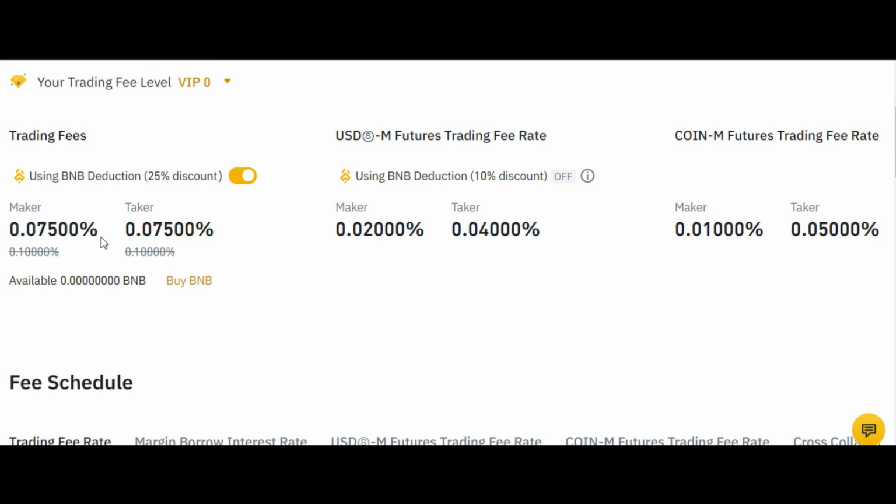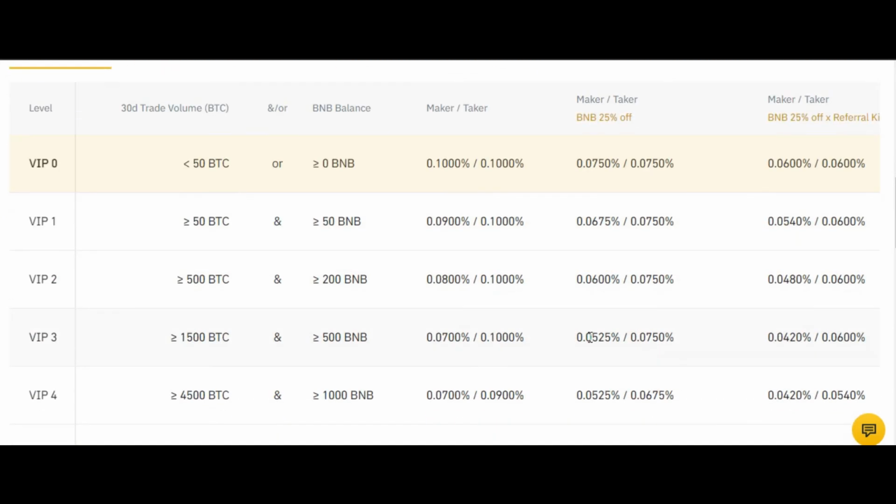Also, if you would like to trade USDM futures or CoinM futures, you can follow my Binance tutorial about USDM futures and CoinM futures. I will give you the link in the description down below. This is actually a segment of my complete Binance tutorial, which is also available on YouTube, so if you want to learn more about Binance, I will put the link down below in the description.